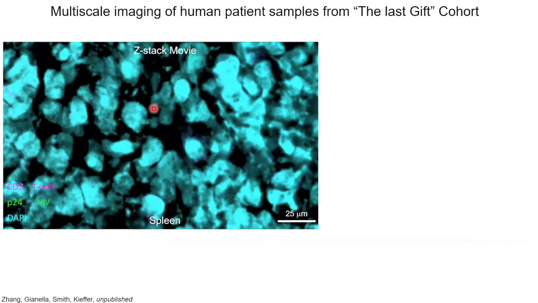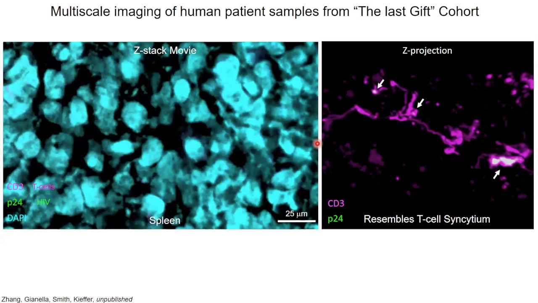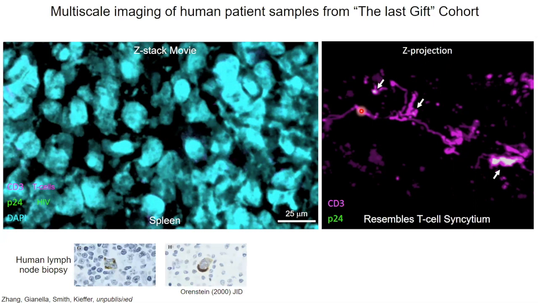So if we turn this into a Z projection of this, what we can see is that here is P24 positive signal that's colocalizing with the T cell, and then it makes this link here, and there's this long connection to the main body of the cell, which is also showing some colocalization with HIV P24 proteins. And so previously, this is sort of the level of resolution that's been shown. And so these would be classic immunohistochemistry samples.